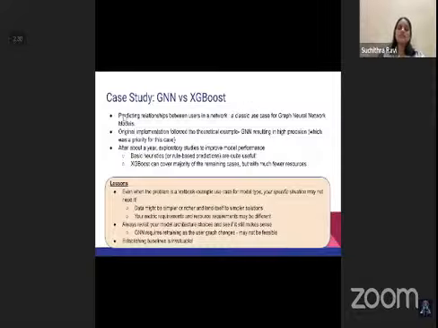Okay, cool. So this case study is from my work. This was a particular situation where we were trying to predict relationships between users in the network, and this is essentially a classic use case for a graph neural network.